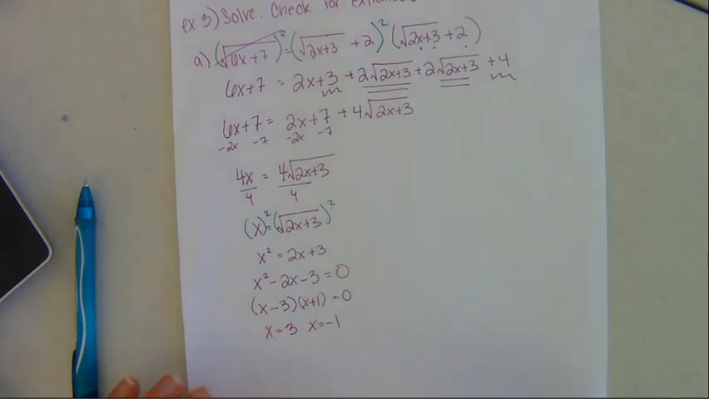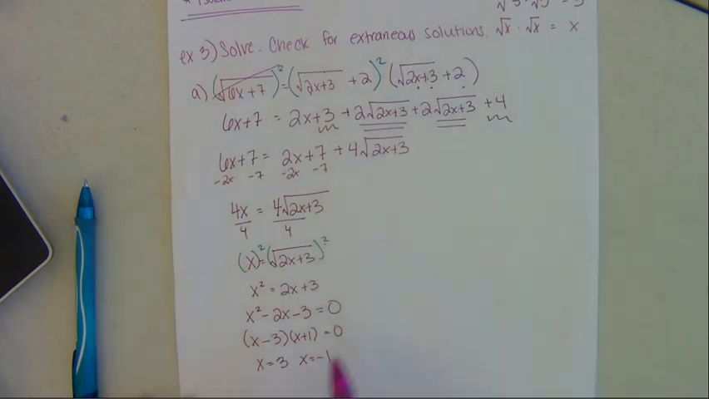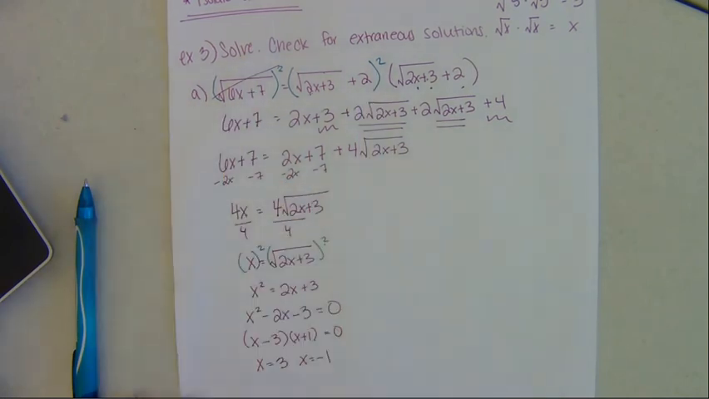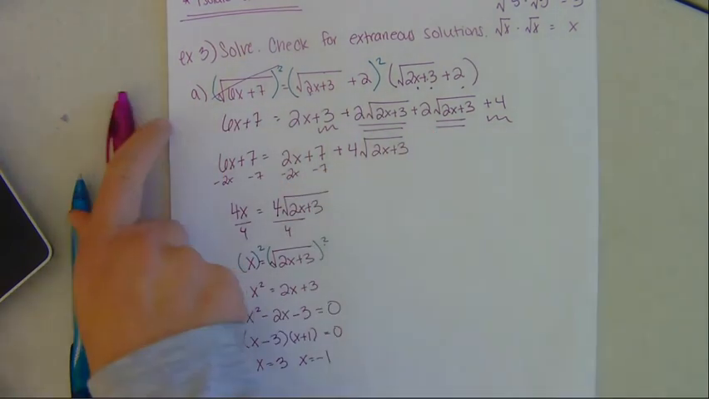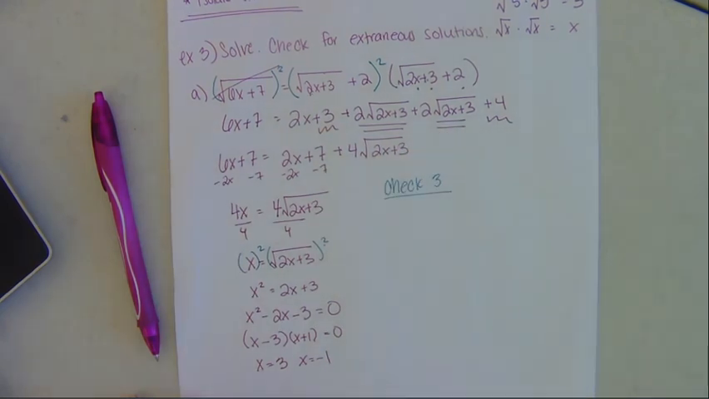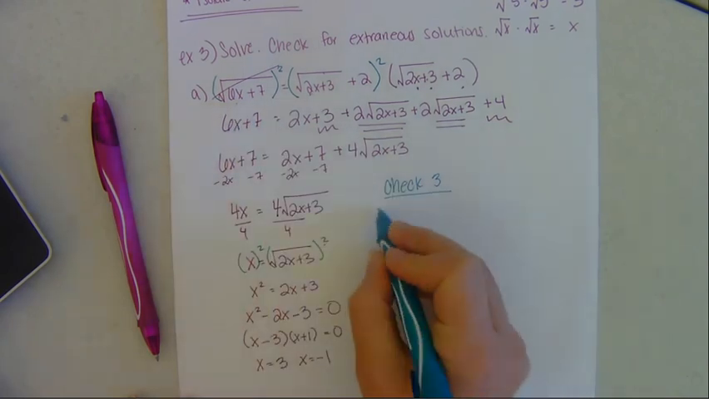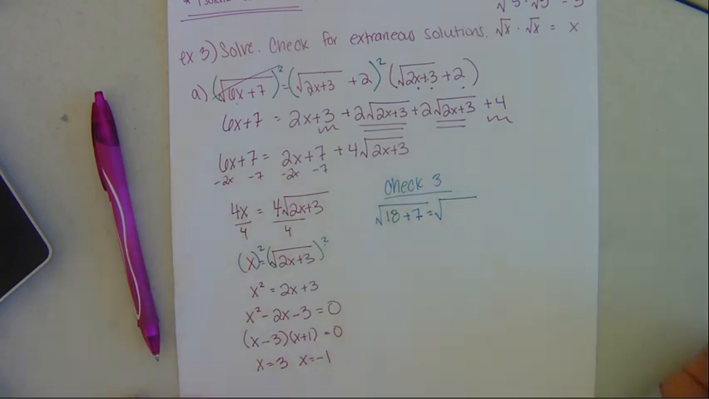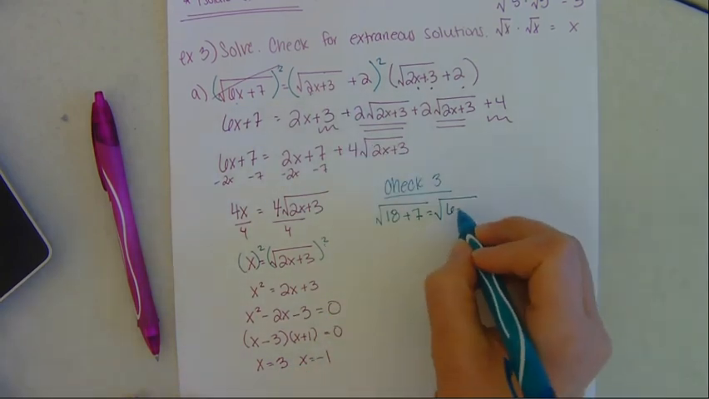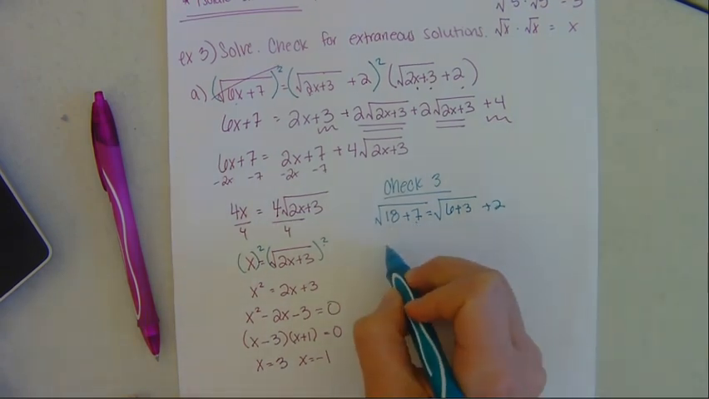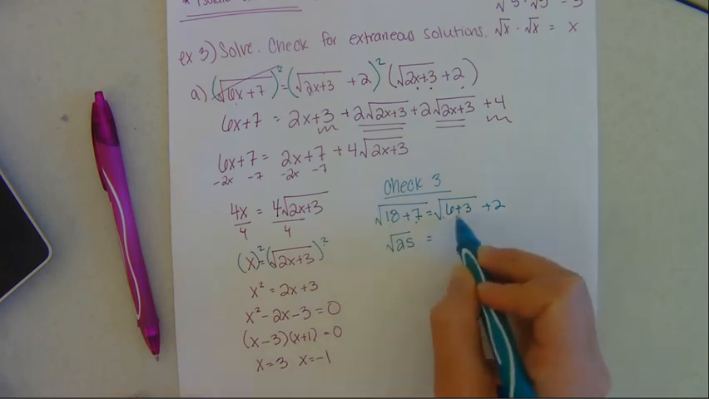So now we still have to check for extraneous solutions. I have to take this 3 and this negative 1 and go back into this original problem and make sure that it's making sense. So if I want to check 3, I'm going to plug in 3. So 6 times 3, 18, plus 7 equals the square root on this side. 2 times 3 is 6, plus 3, and then we still have this plus 2 out here. So 18 plus 7 is 25, so the square root of 25. 6 plus 3 is 9, so the square root of 9, plus 2.